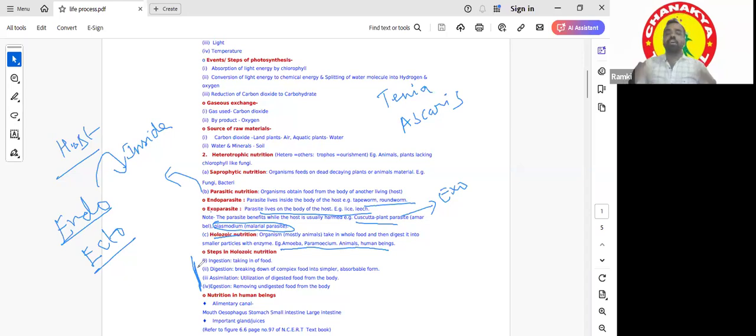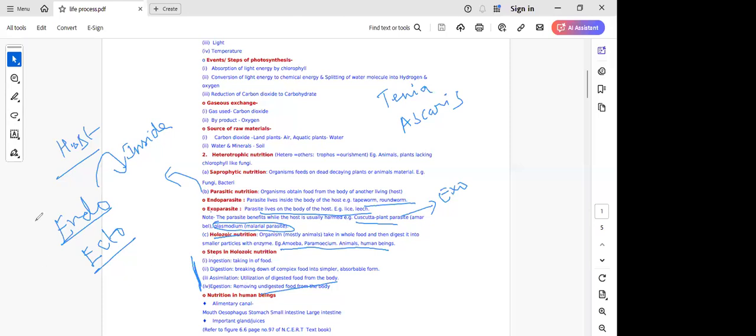Digestion means the complex food materials are broken down into simple material, which is in an absorbable form. After that, it is absorbed from the small intestine. The small intestine consists of numerous microvilli. From the microvilli, it is absorbed, and that is called absorption. The absorbed food material is transported into the bloodstream, and that is called assimilation. And finally, the undigested waste materials are removed from the human body, that is called egestion. Now it is clear, dear.